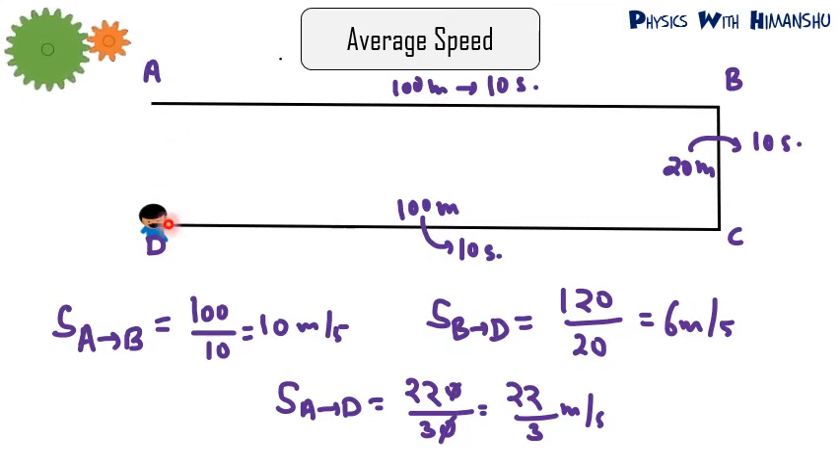And from A to D, in last round, we have to find speed from A to D. So from A, the person will go to B. From B, the person will go to C. From C, the person will go to D.